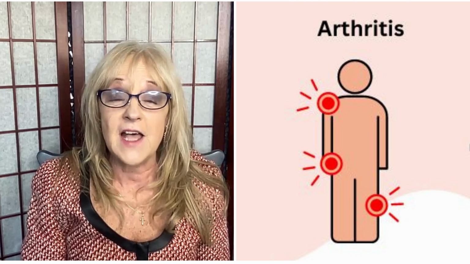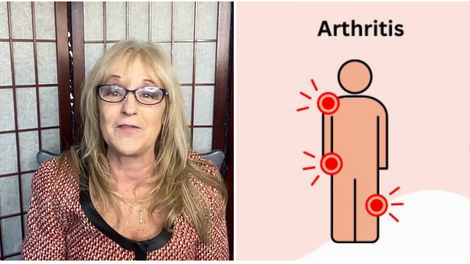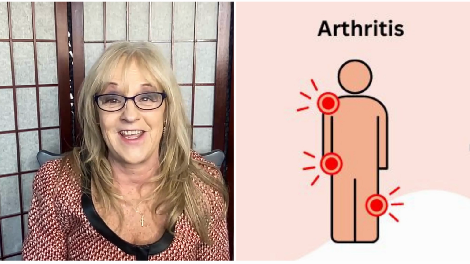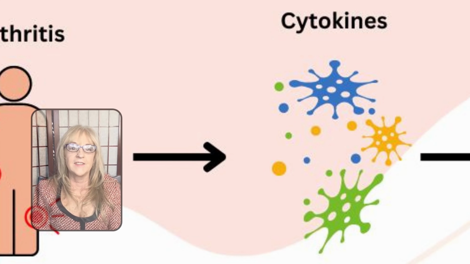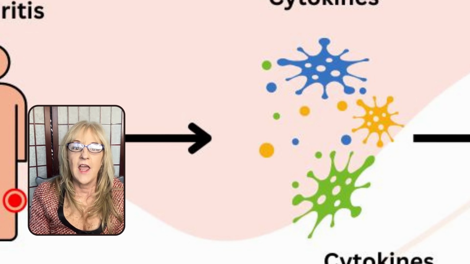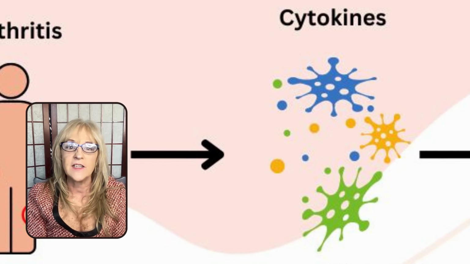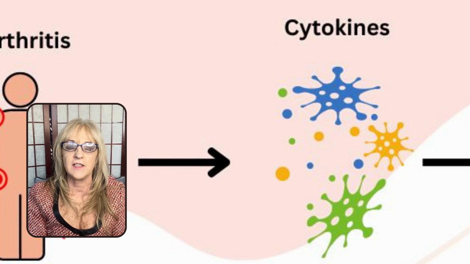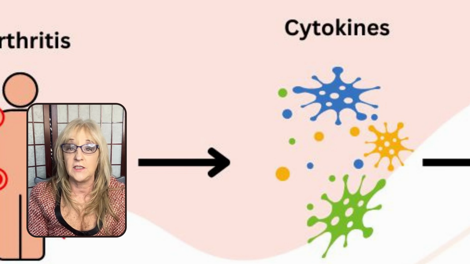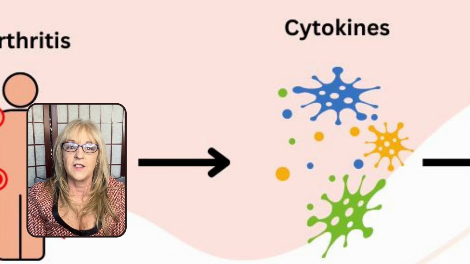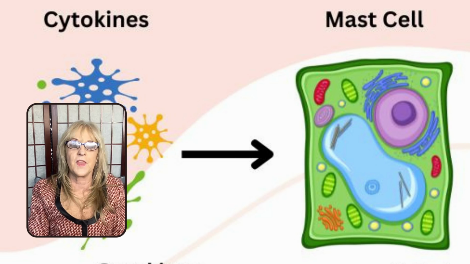Here's how the different cells and molecules are involved in the inflammatory cascade response. Cytokines are released, and they play a crucial role in the inflammatory cascade by acting as chemical messengers that signal immune cells such as T cells, B cells, and macrophages to carry out their specific roles in the immune response.